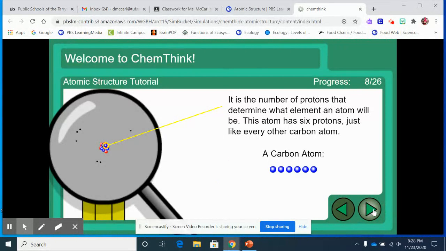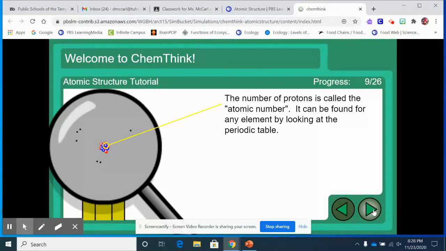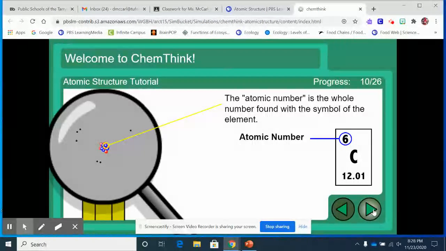It is the number of protons that determine what element an atom will be. This atom has 6 protons, just like every other carbon atom. The number of protons is called the atomic number. It can be found for any element by looking at the periodic table. The atomic number is the whole number found with the symbol of the element. In this case, the atomic number is 6 for carbon.